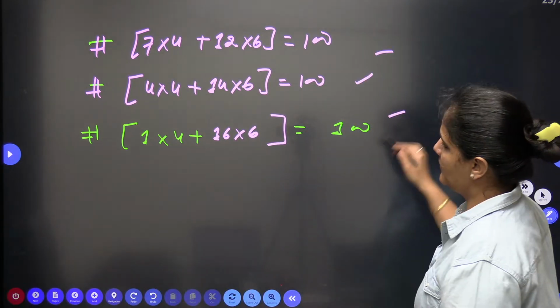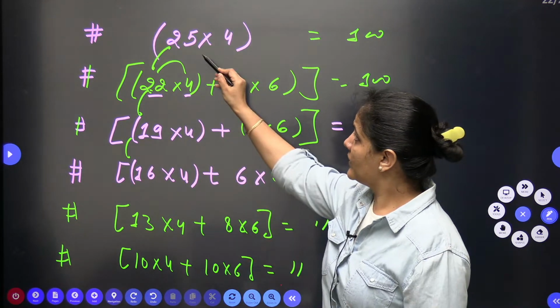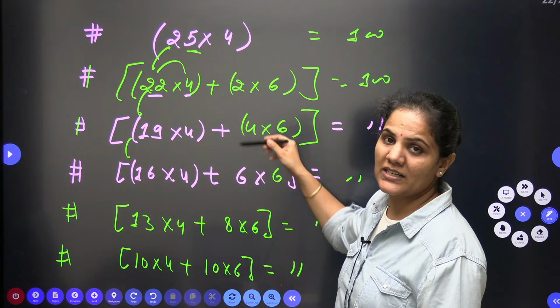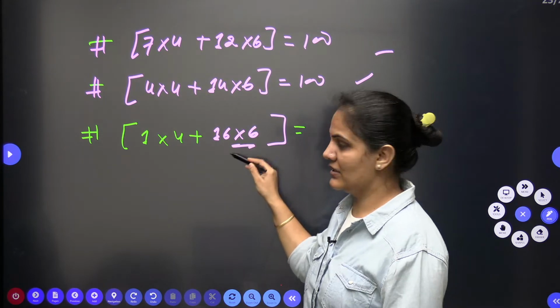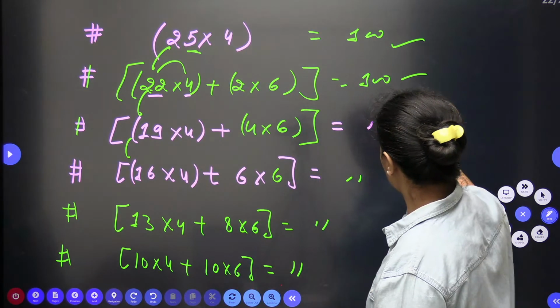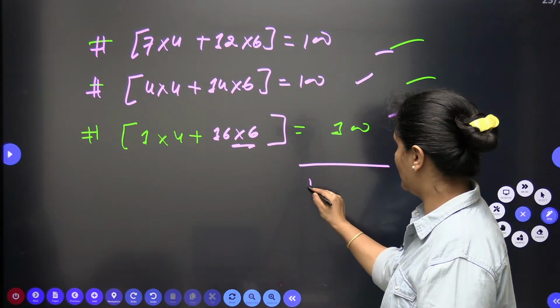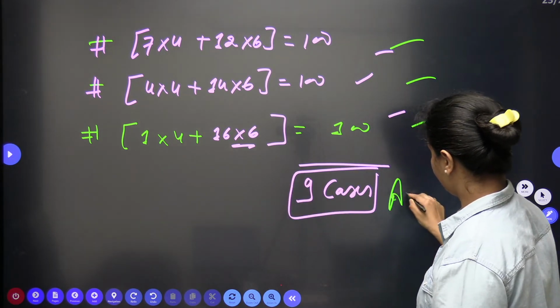Here also the 100 is possible. So I can see we are following a simple pattern: the number of fours is decreasing by 3, 3, 3, 3, 3. The number of sixes is increasing by 2, 2, 2, 2, 2. So when you are going with the last one, this is the last possible case. So how many possibilities are there? 1, 2, 3, 4, 5, 6, 7, 8, 9. So how many possible cases? In this way, 9 cases are possible.